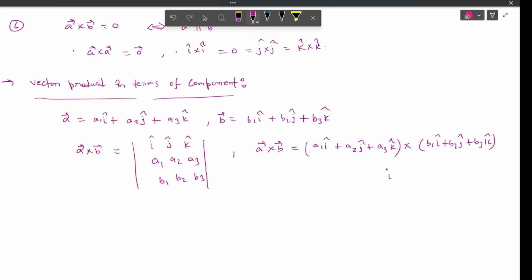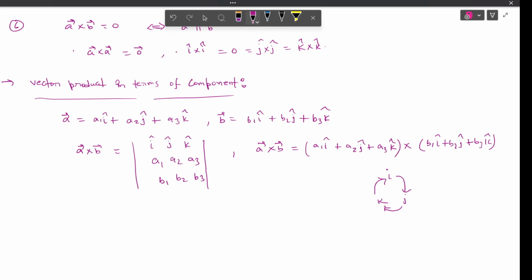If you say this is your i, this is your j, and this is your k, then move in clockwise direction. So a1 i cap cross b1 i cap, so it would be a1 into b1. Next is a1 i cap cross b2 j cap, so it would be a1 b2 i cross j. So i cross j, that means you will get positive k.